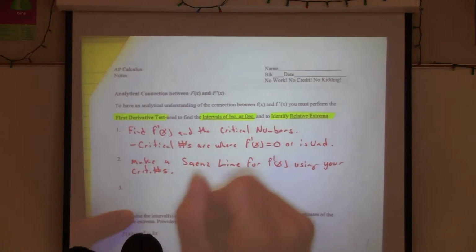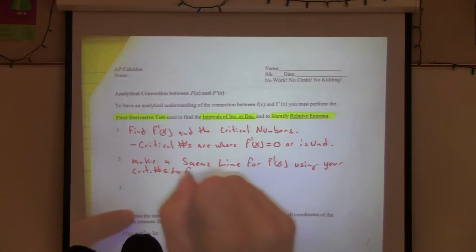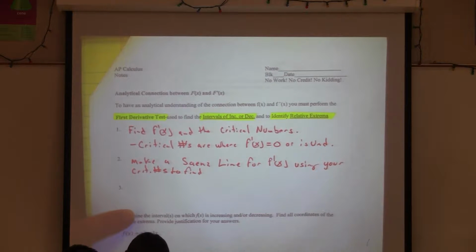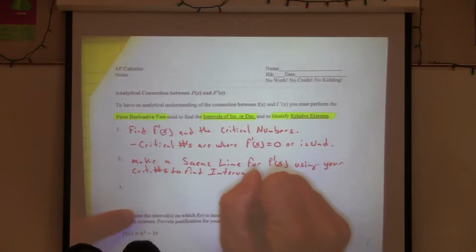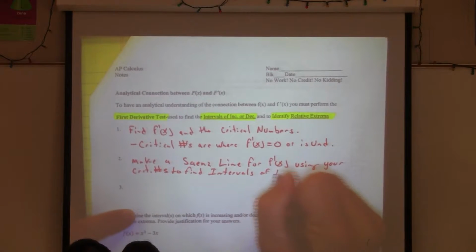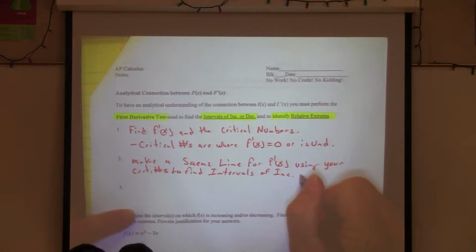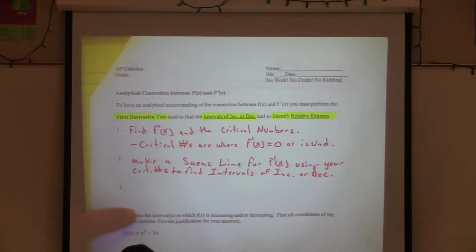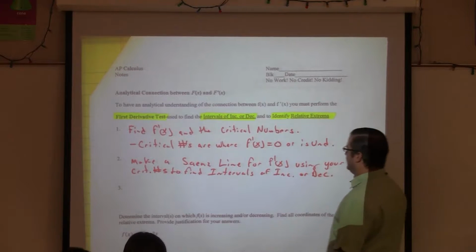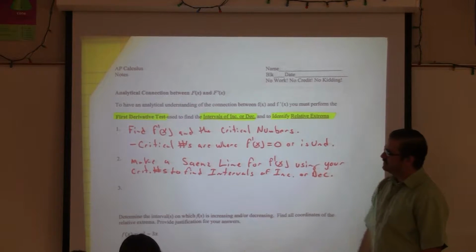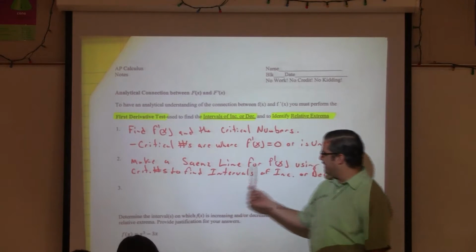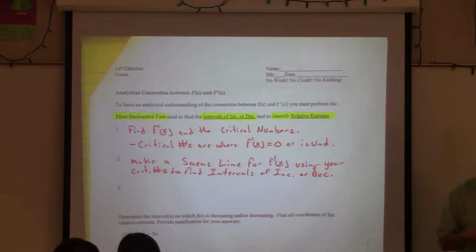Okay? To find the intervals of increasing or decreasing, we're going to make a sign line, and we're going to use that sign line of the first derivative with our critical numbers to find the intervals of increasing or decreasing.